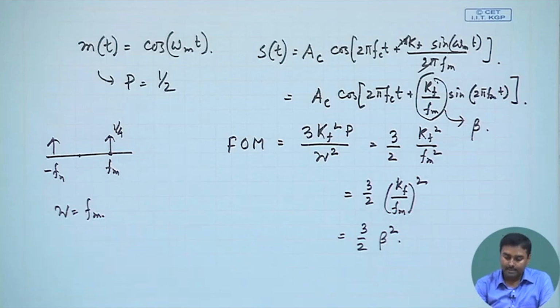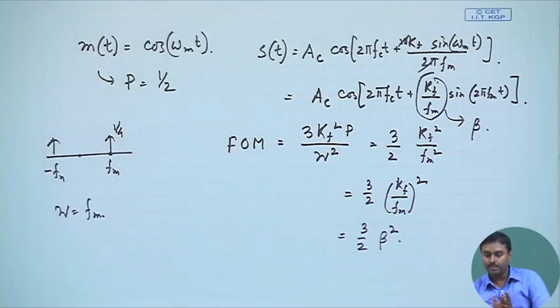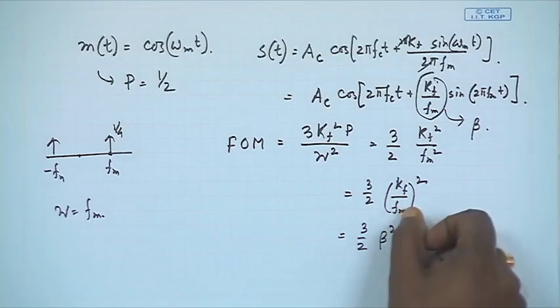What now I see is that we get a particular relationship between the FOM, figure of merit, with respect to beta. The good part is, here if I increase beta, my FOM increases. That is one thing. What does that mean? That means if I increase beta, I am actually going towards a wider band FM, because the frequency deviation, that means the Kf value, is getting increased with respect to f_m.